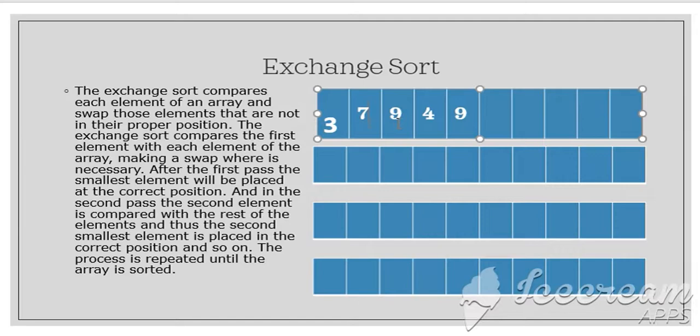And then 3 is compared with 9, whether 3 is greater than 9. Here also the condition is false, so no swapping will occur. So after the first pass, 3 gets its position as 0.